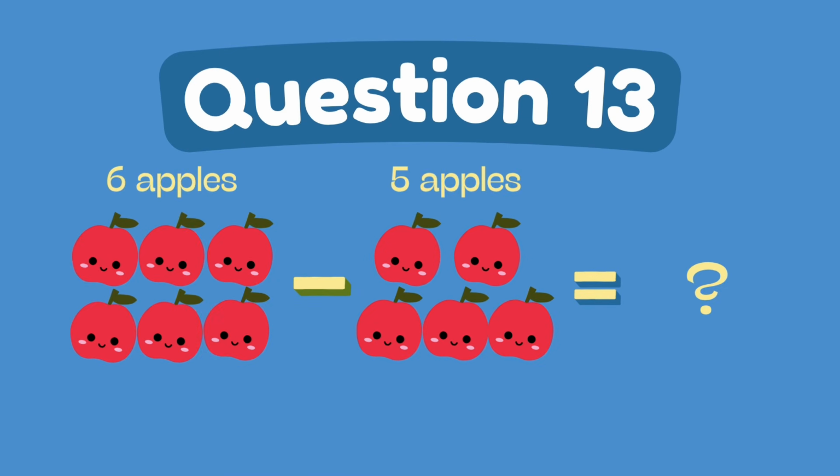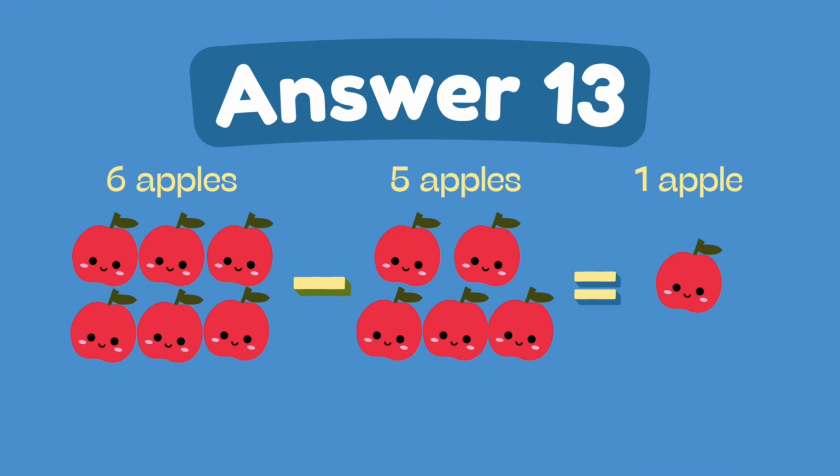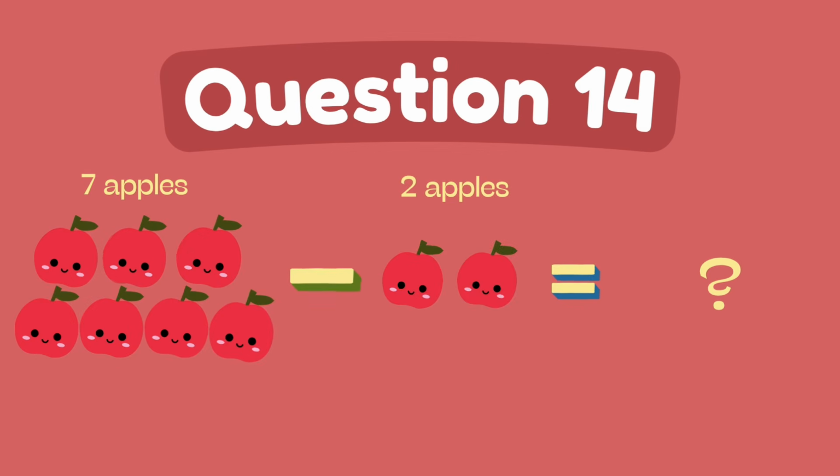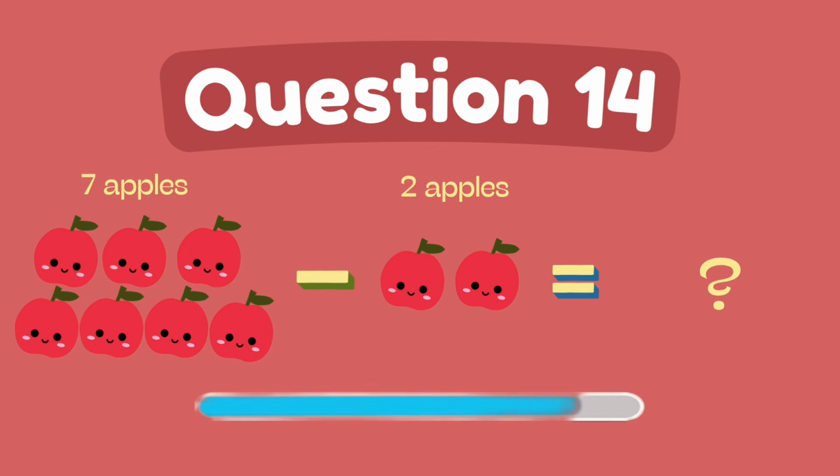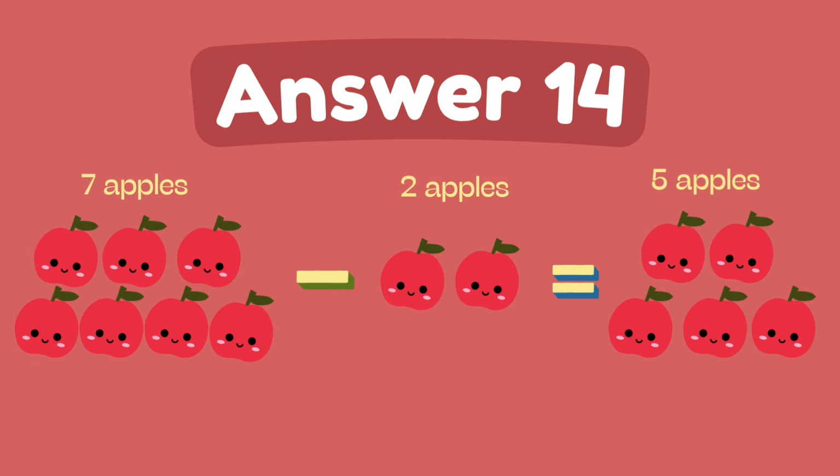What is 6 minus 5? The answer is 1. What is 7 minus 2? The answer is 5.